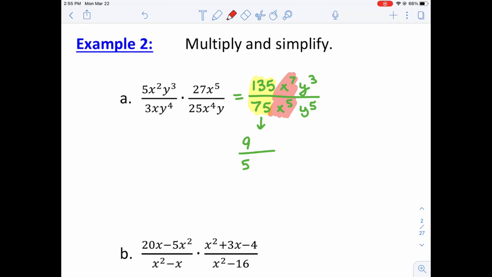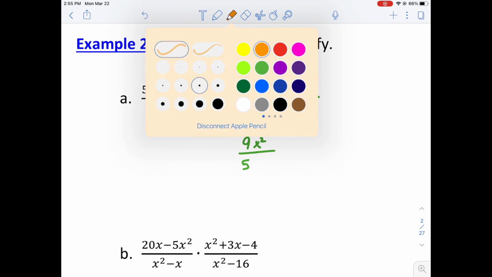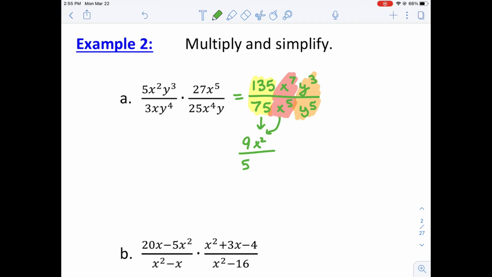And then if you subtract your exponents, you'll have 2 factors of x left on top. And then same idea on my y's, there will be 2 factors of y left in my denominator. And you end up with 9x squared over 5y squared.